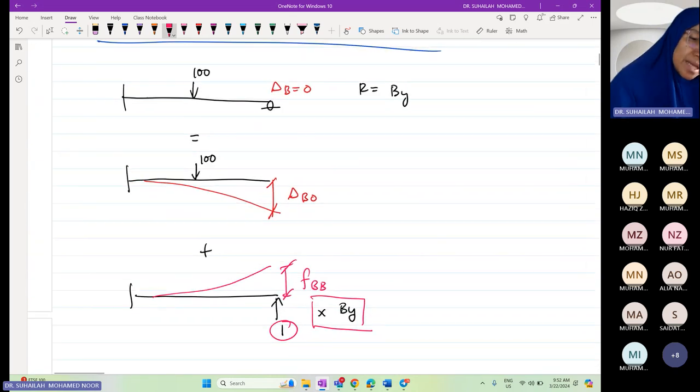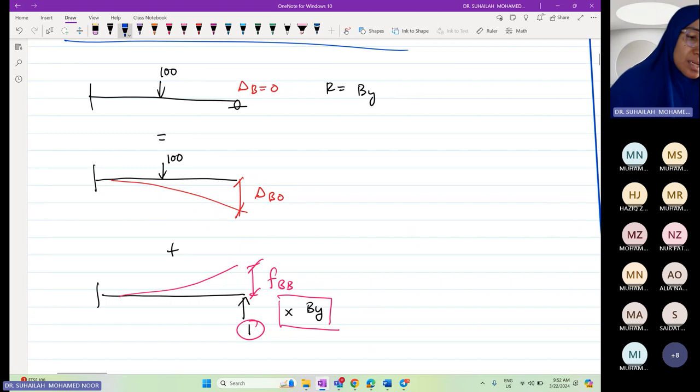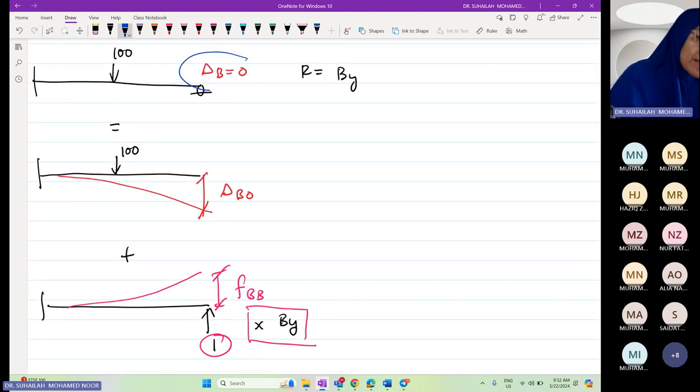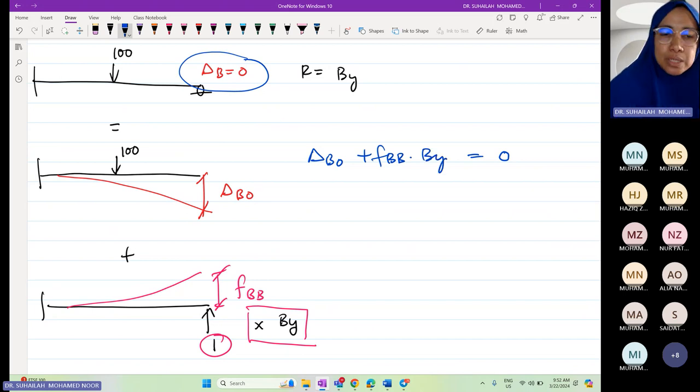So, kalau kita tengok this, the compatibility equation, when delta B is equal to zero, we write like this. Sebab kita nak samakan dengan zero, so kita tulis start from primary structure. So it is delta B naught plus FBB times BY is equal to zero. Dalam ni baru ada kita punya aim, kita punya goal. Because ini apa? This is delta at B in primary beam. Yang ni also delta at B in redundant beam.